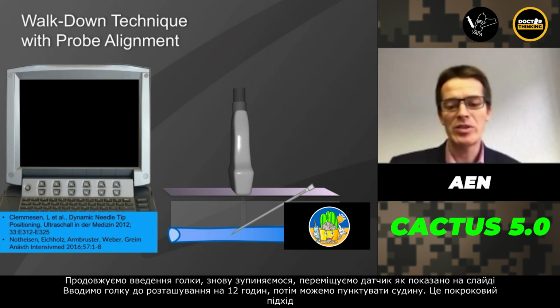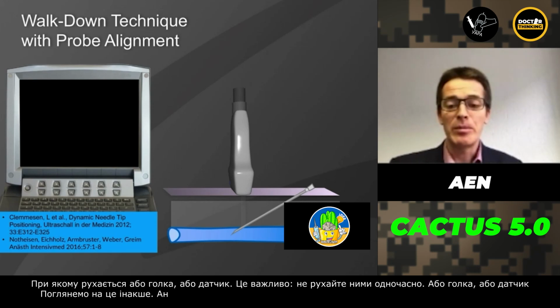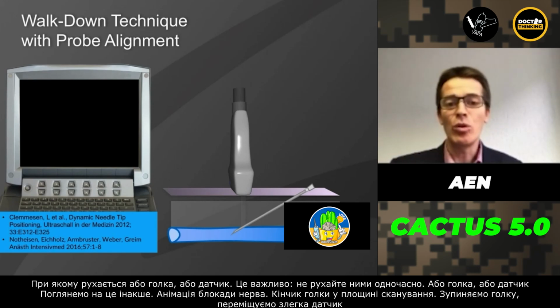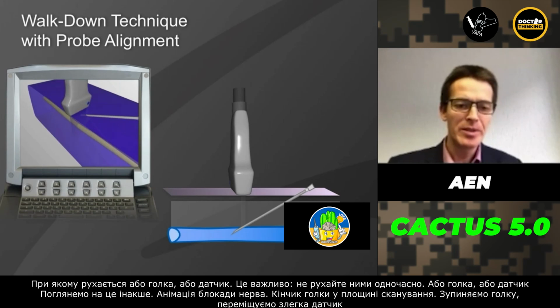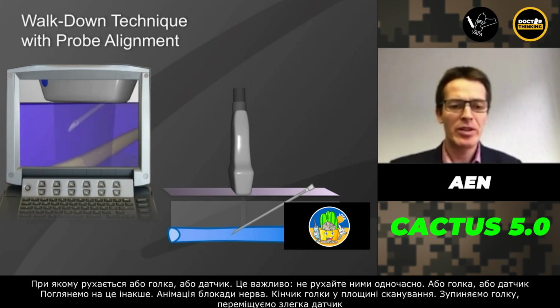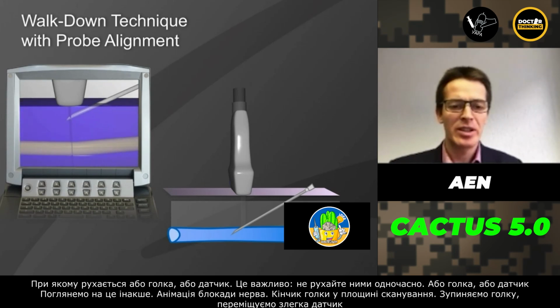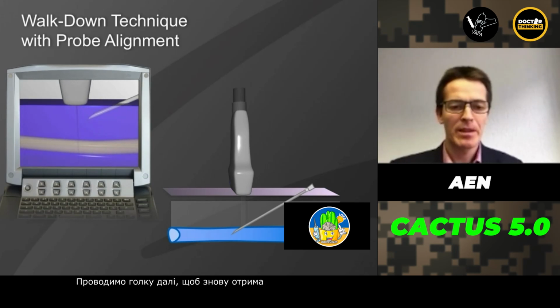So this is a stepwise approach where either the needle moves or the probe. This is very important information: don't move both at the same time. Either the needle or the probe. Let's have a look at this in a different way, in a nerve block animation. The needle tip is in the scanning plane, and we stop the needle, we move the probe just slightly, very tiny little walk-down maneuvers.